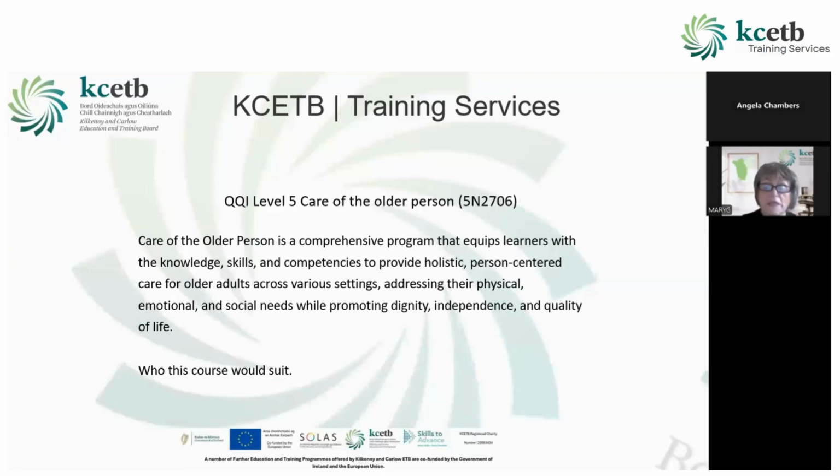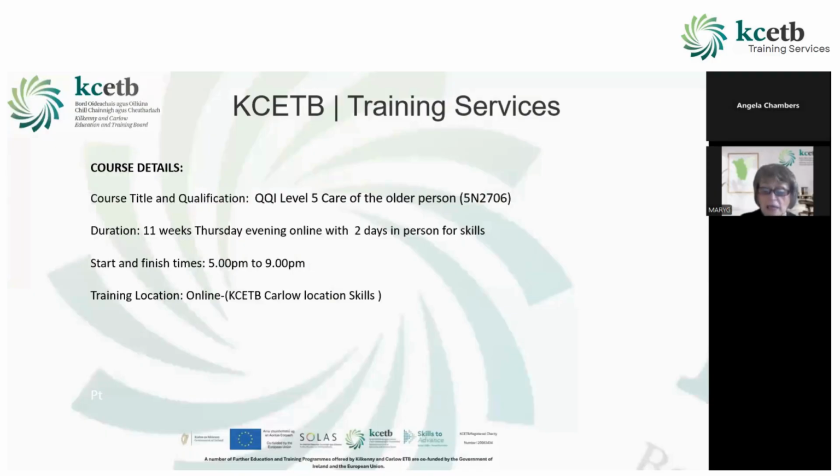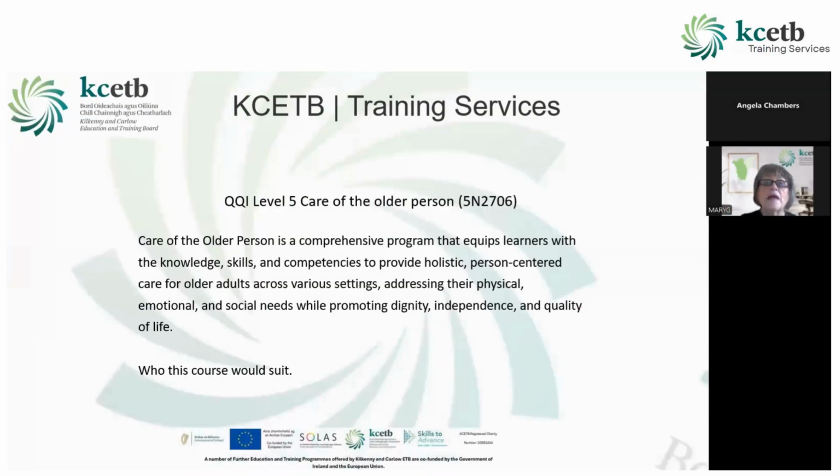So, who would this course suit? The course would suit anybody who is interested in a career in healthcare, or sometimes there are people who actually do this course who might be changing careers, might have had a career in another area of life previously, but for whatever reason they wish to change careers and they have an interest in healthcare.